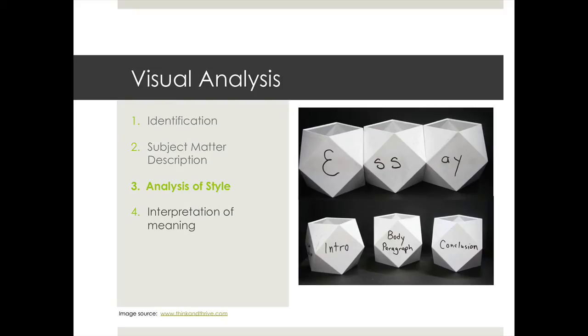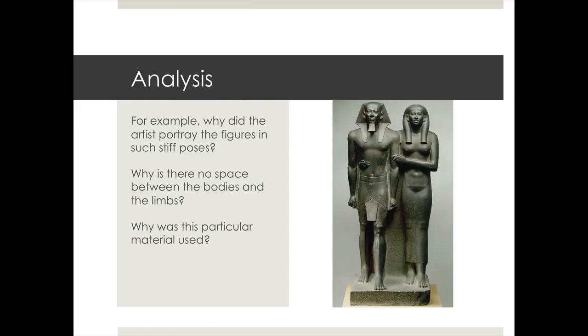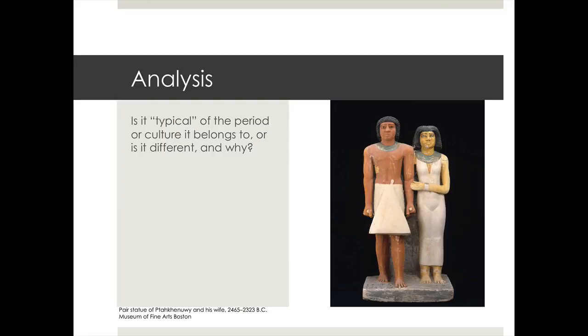The next step in a visual analysis is analysis of style. This involves a close examination of the technical and stylistic features of the work. For example, why did the artist portray the figures in such stiff poses? Why is there no space between the bodies and the limbs? Why was this particular type of stone used? Is the statue typical of the period or culture, or is it different, and why?